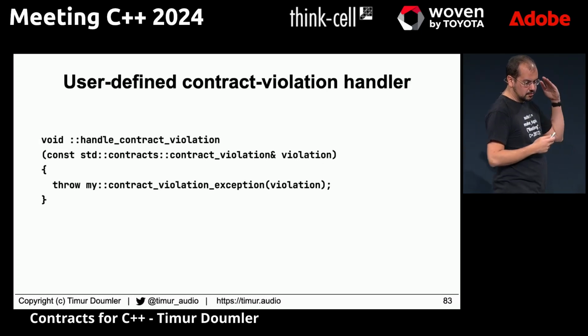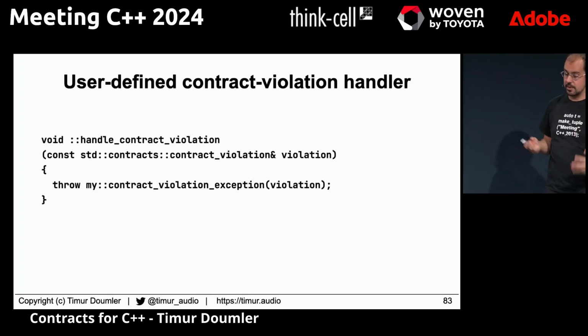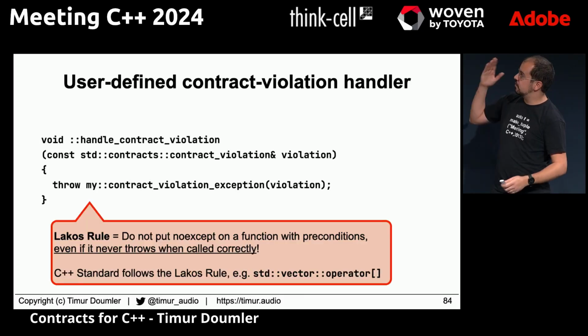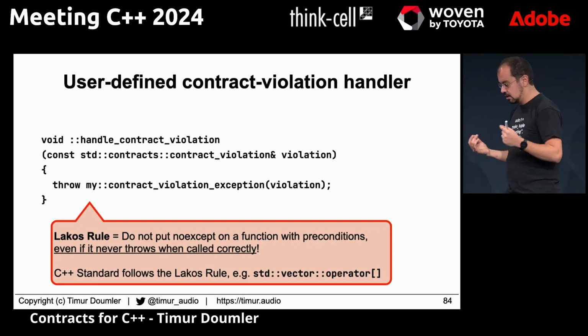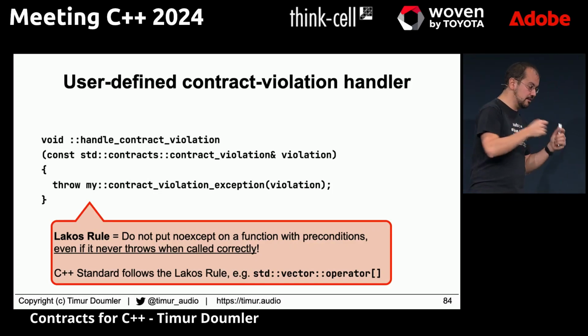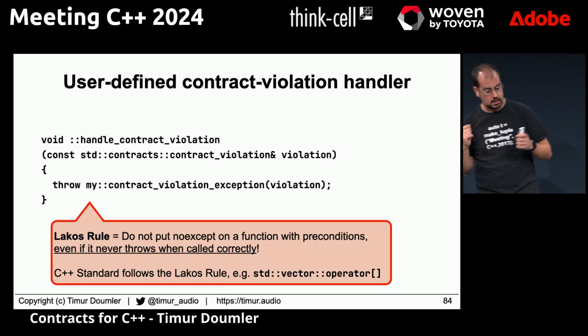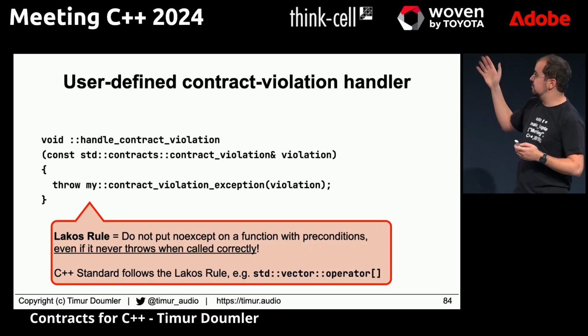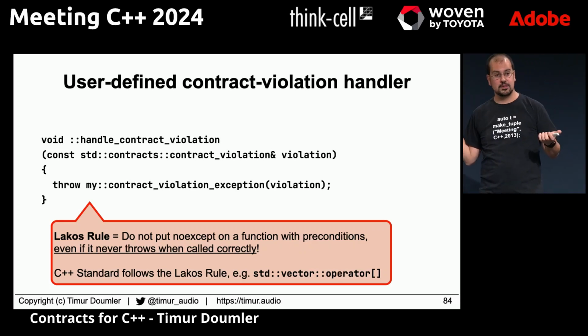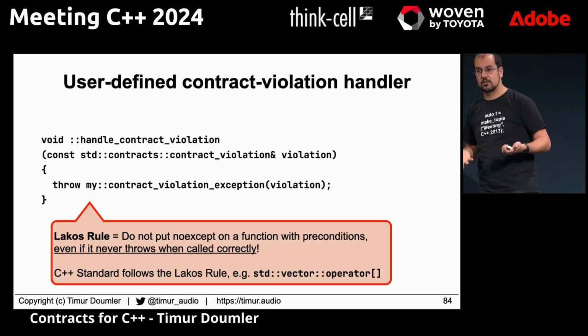Of course, if the function is noexcept, then it's still going to terminate. So if you want to do this, you have to follow the so-called Lakos rule that if a function has preconditions, you can't put noexcept on it, even if it never throws when you call it correctly. And this idea is not new. It's been around for decades. So the C++ standard has been following this rule. This is, for example, why vector operator square bracket doesn't have a noexcept on it, even though it will never throw if you call it correctly.